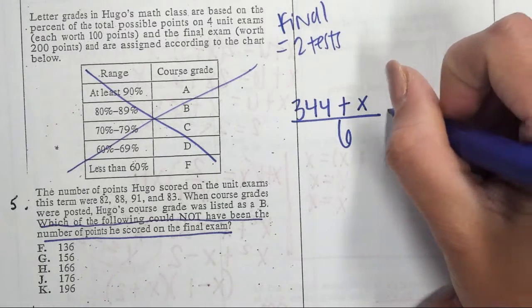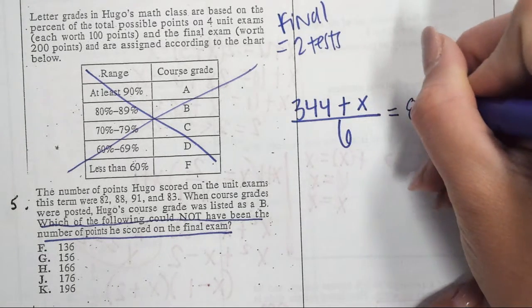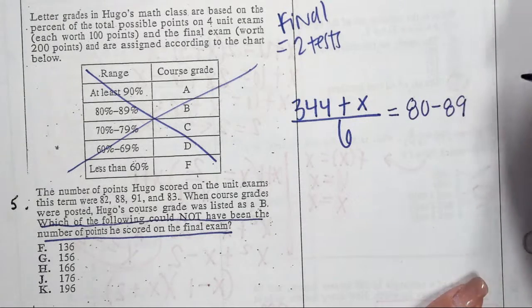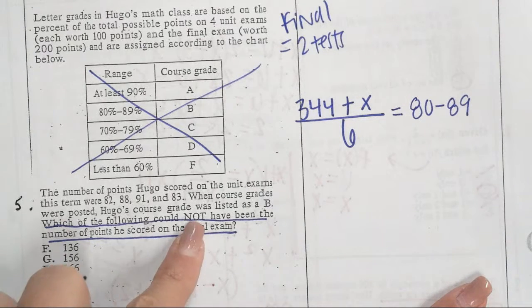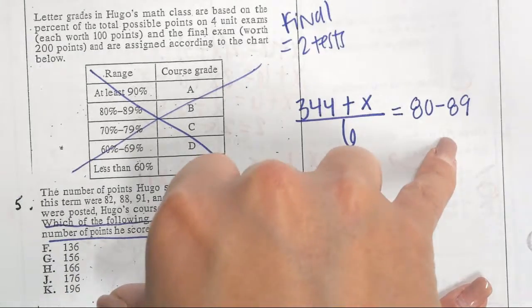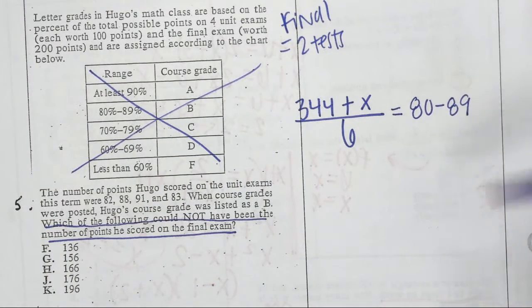And what does this have to be equal to? What do we want it to be? A B, which is between what? Good. And let's read the question stem again. We're looking for the score that could, what? Could what? Not give us a B, right? Alright, so we use math skills to come up with this formula. What do we do next?